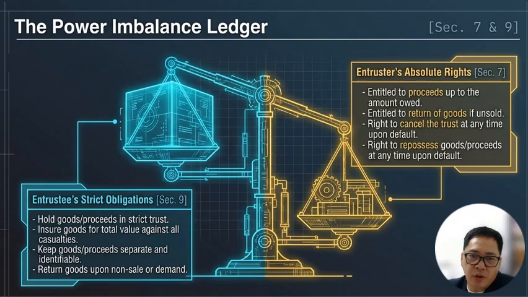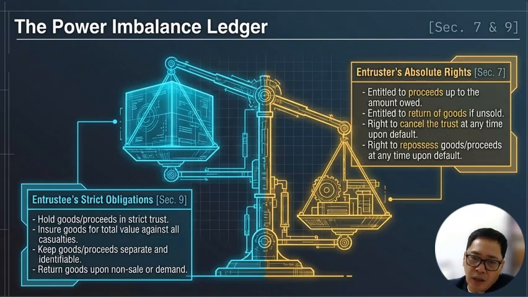Right to proceeds or return. The entrustor is fundamentally entitled to the proceeds of the sale of the goods, documents, or instruments up to the amount they are owed. If the items are not sold, they have the right to demand their return. So, right to cancel and retake upon default. If the entrustee defaults or fails to comply with any terms, the entrustor can immediately cancel the trust and take physical possession of the goods, documents, or realized proceeds.